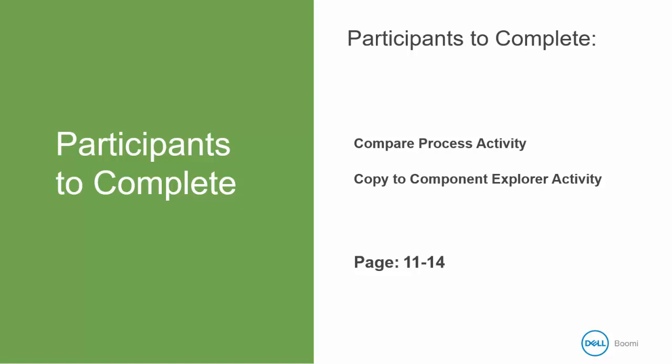And in our final activity for this section, we are going to take a look at two different functions. One will be to compare two different deployed processes, and the second will be to copy a deployed process to the Component Explorer. You'll find this on pages 11 through 14 in your activity guide. And as always, I would encourage you to work through the exercise first and then jump back over here to review the work together.